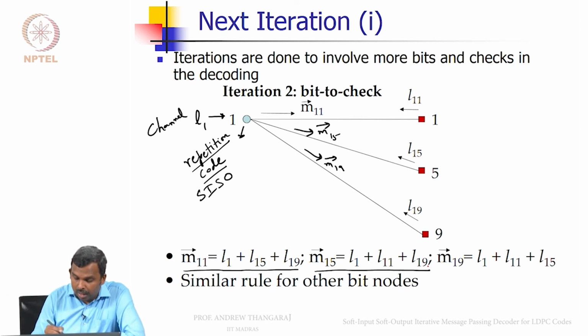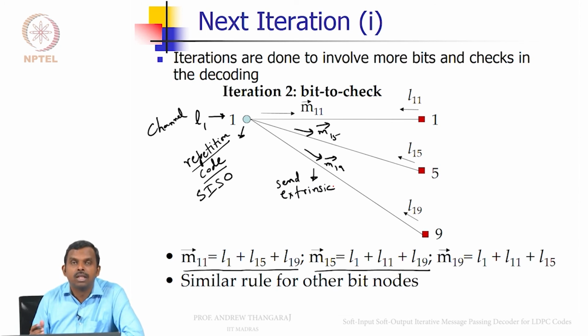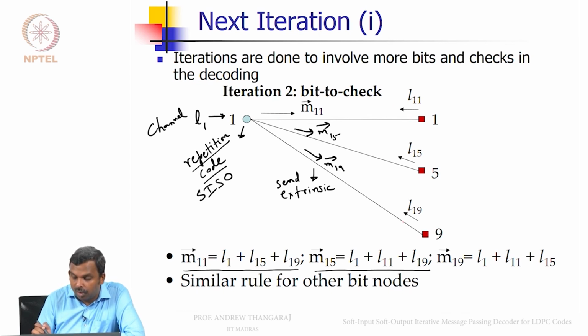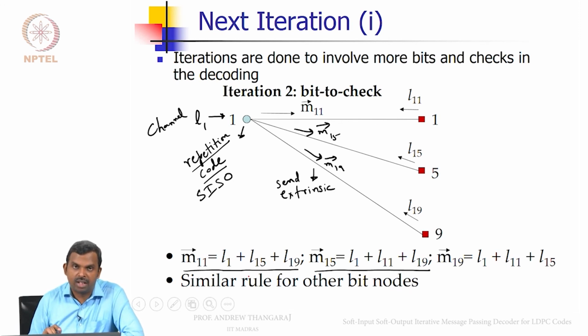Remember you have to send only extrinsic. This is an important rule in message passing. You cannot send total beliefs. If you send total beliefs, things will go wrong. There will be too much dependency in these LLRs and you will not be doing correct operations. So you have to only send extrinsic information. If you get L11 from check node 1, you do not send anything with L11 back to that guy. You only send L1 plus L15 plus L19 back to that guy. It is a very neat way in which iterations proceed.